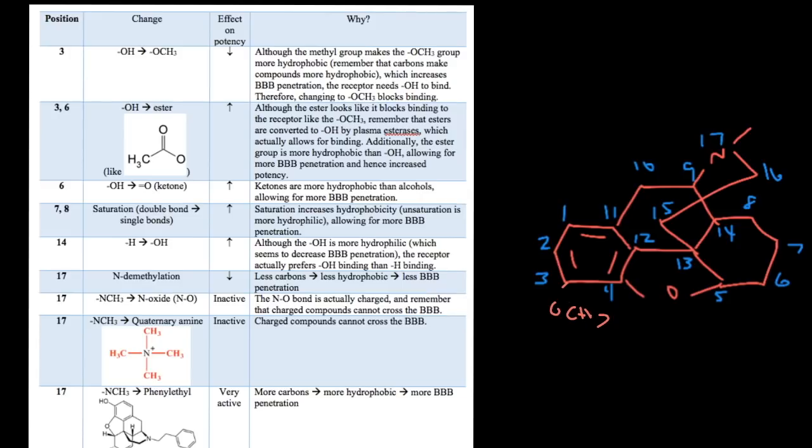At the 3 and the 6 position of morphine, you normally have an OH. So let me draw that right now. At the 3 and 6 position, you have your OH. And what if you change it to an ester? For example, in heroin, which I'll describe later. I'm just giving you an intro to everything I'm going to explain later. So if you change it to an ester at the 3 position, it actually increases potency.